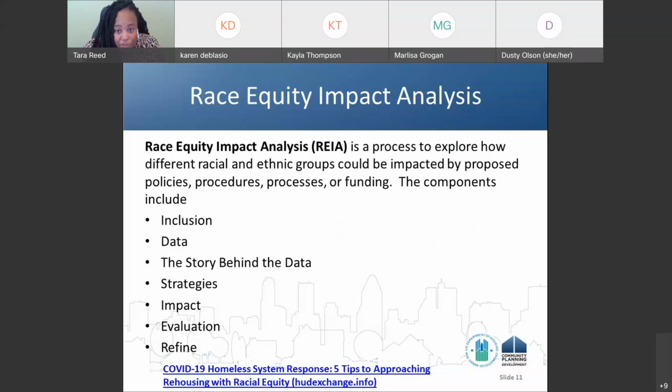Determining how best to lead with equity through strategic approaches requires a system assessment and analysis. The Racial Equity Impact Analysis, or REIA, is a way to examine how different racial and ethnic populations could be impacted by proposed funding decisions, partnerships, processes, policies, and programs. A racial equity impact analysis can also be used to reduce system disparities and inequities through the identification and implementation of equity-centered processes and policies. The 7 components of this analysis are inclusion, data, story behind the data, strategies, impact, evaluation, and lastly, refinement. One thing to note about this process is that although it's a race equity analysis, the steps can be used more broadly to identify disparities within and amongst all other groups as well. Next slide, please.